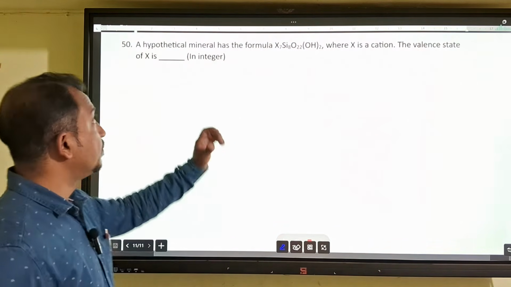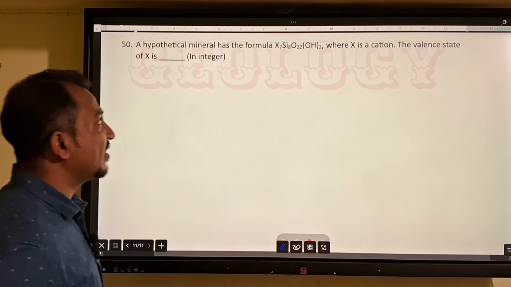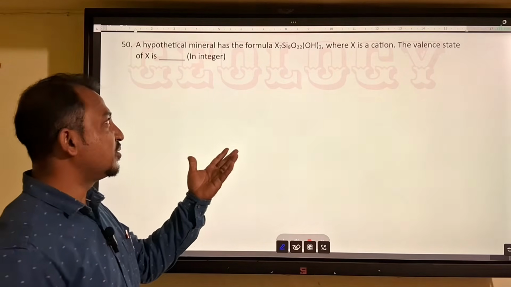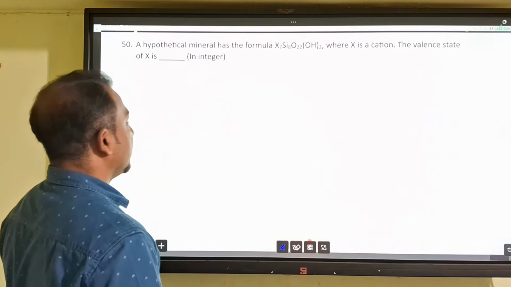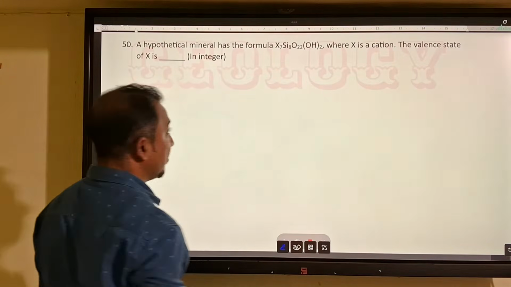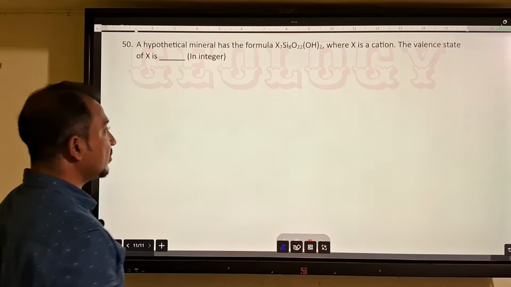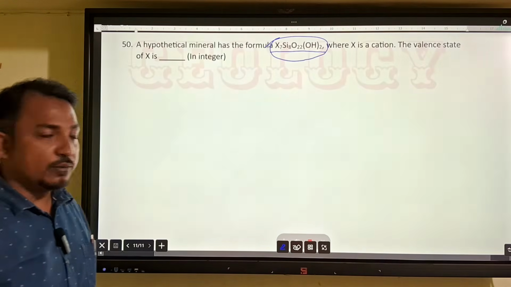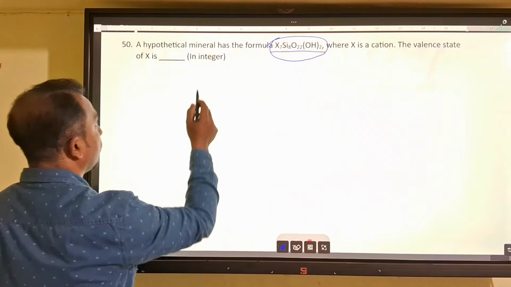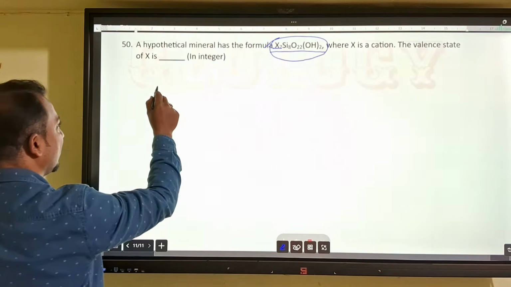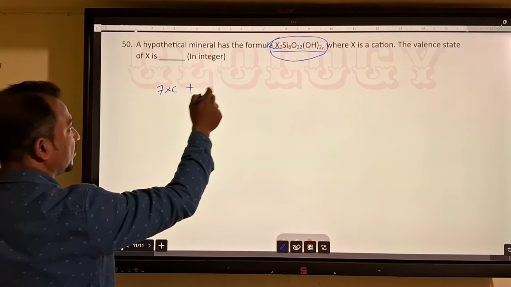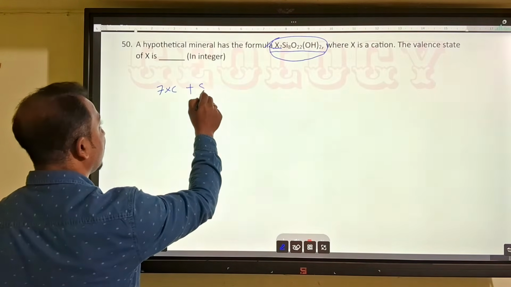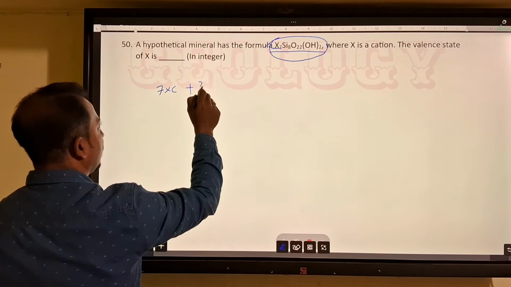So come to next question, where a hypothetical mineral has a formula of X7 Si8 O20 OH whole 2. So this looks similar to amphibole formula, that we know X is a divalent cation, but we'll calculate here. So this is a neutral compound, all the charge will be add up to 0. Now suppose we'll take the charge of X as C, suppose 7 into C plus silicon, it has 4 plus valency, that is 8 into 4, that is 32.